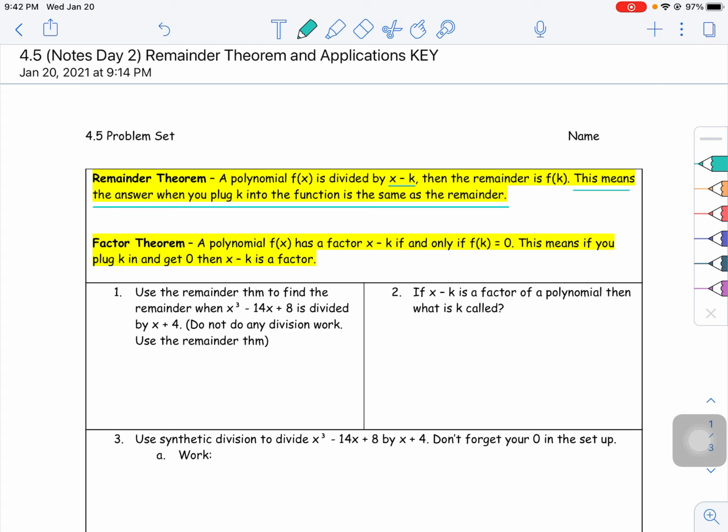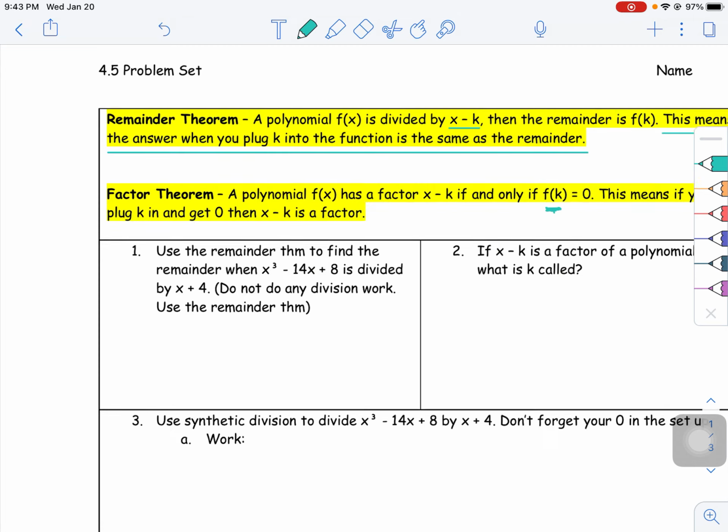The factor theorem says a polynomial f of x has a factor x minus k if and only if the remainder is equal to 0. This means if you plug k in and you get out 0, then x minus k is a factor.